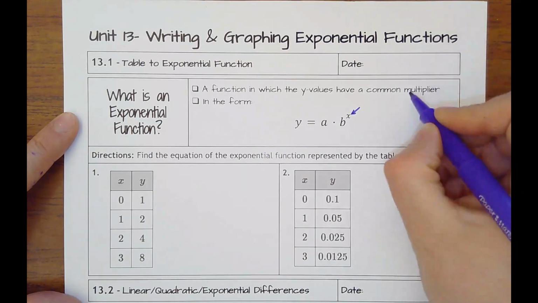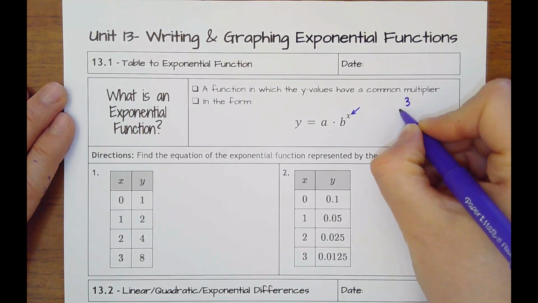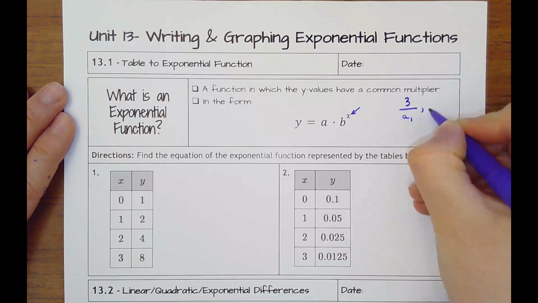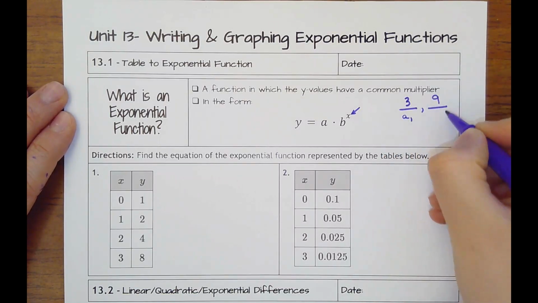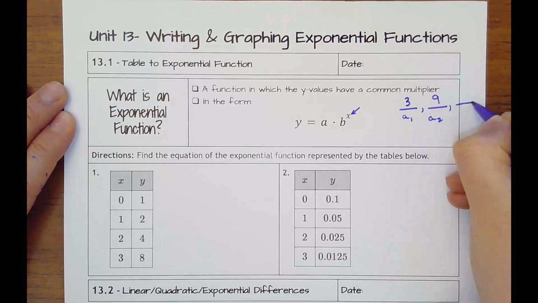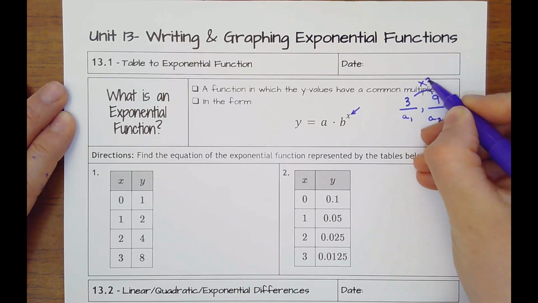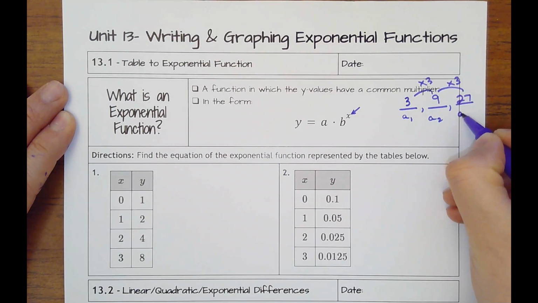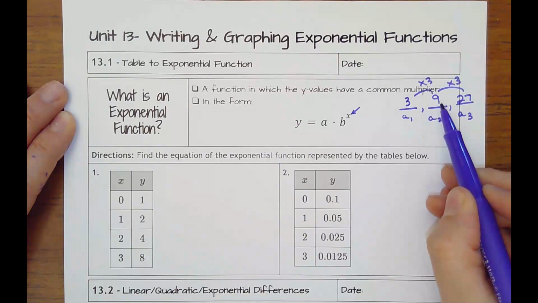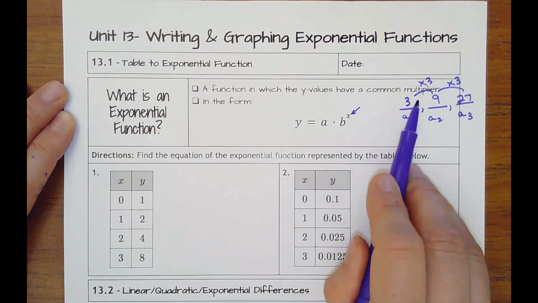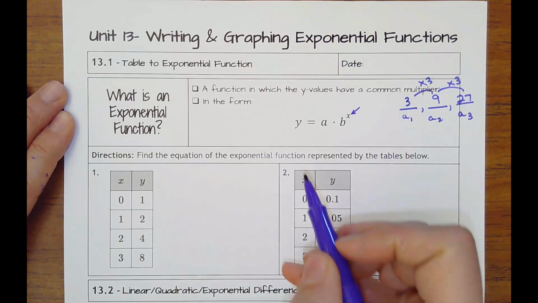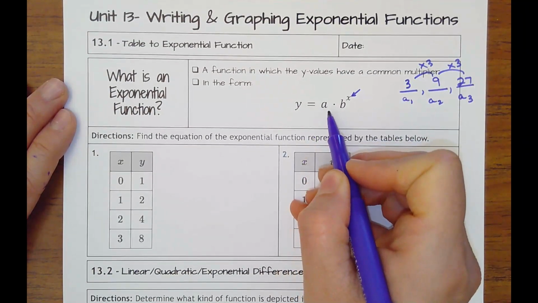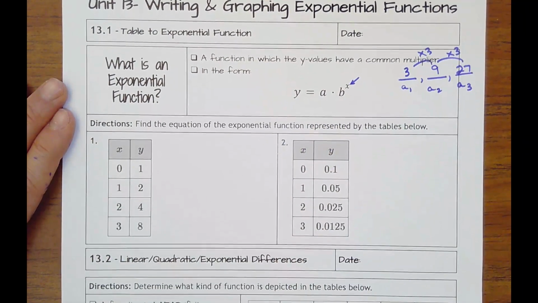So we saw in our sequences something like this, where the first number, a sub 1, was 3. Let's say the next number was 9. The next number, you can tell the pattern, it's times 3, so this would be 27. It had a common ratio, or you're multiplying by a common number. That's what a common multiplier is. And then we'll talk about what this looks like after we do a couple problems.